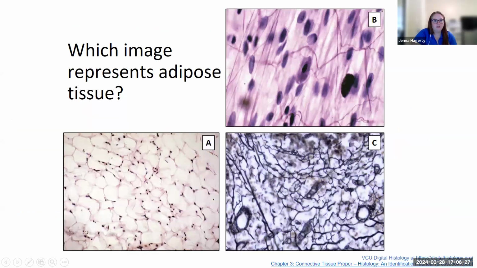So here is our next poll. Which image represents adipose tissue?